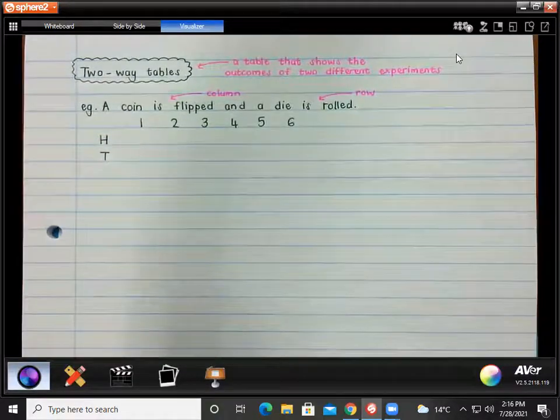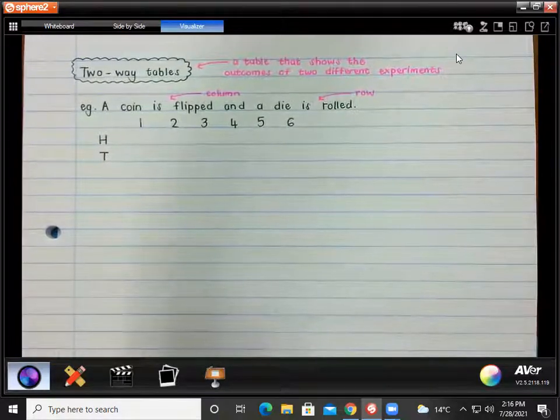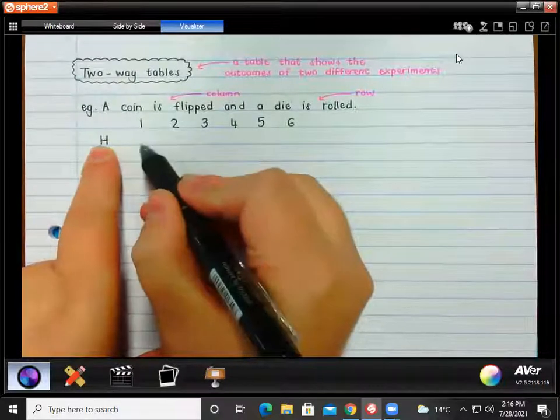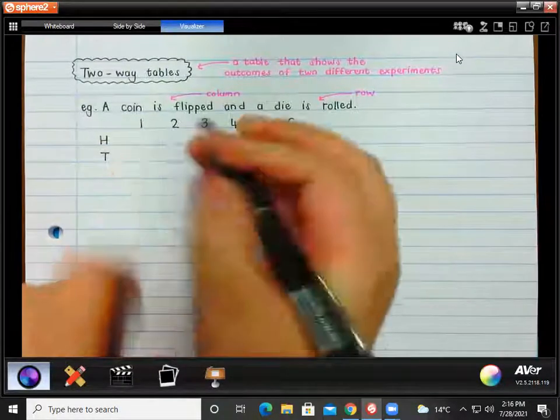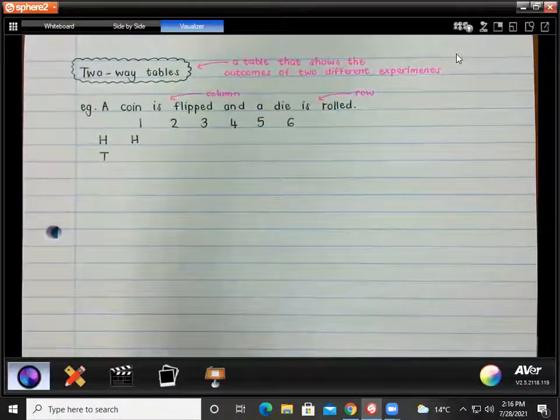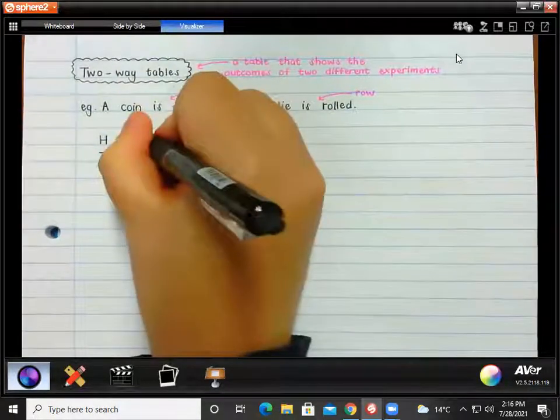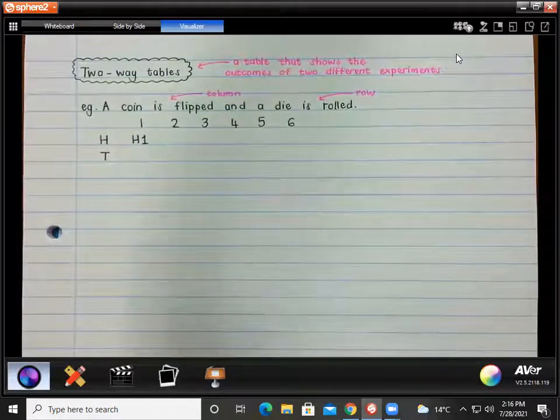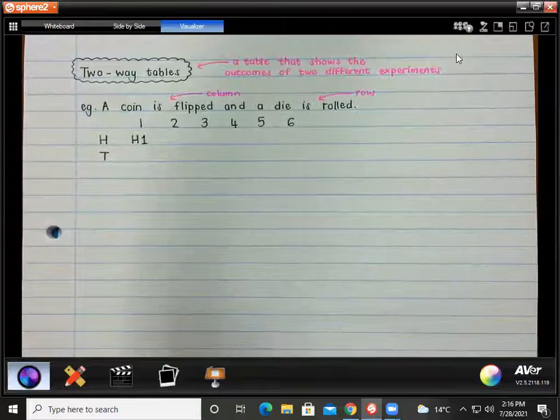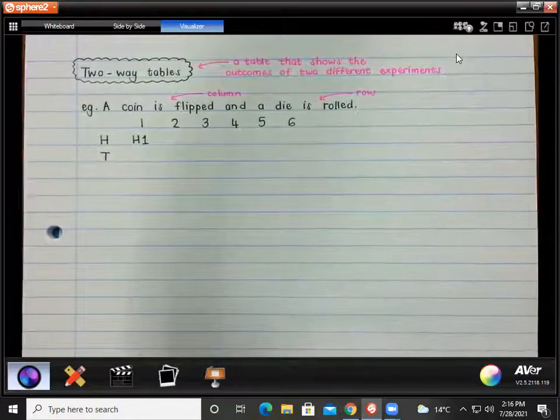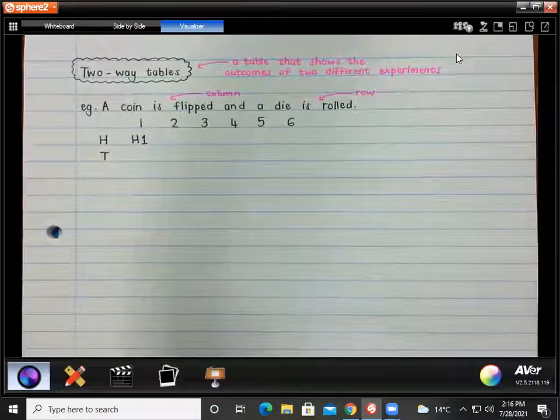Now what we're going to do is match them up in each block. So we're going to say, here, your coin can land on heads and your die can land on a 1. So the combined outcome is heads and 1. Does that make sense? Maybe I'll write the 1 like that so that it doesn't look like an I. Out of the two experiments that are happening, the coin can land on heads and the die can land on 1. So that's the combined outcome that you can get.